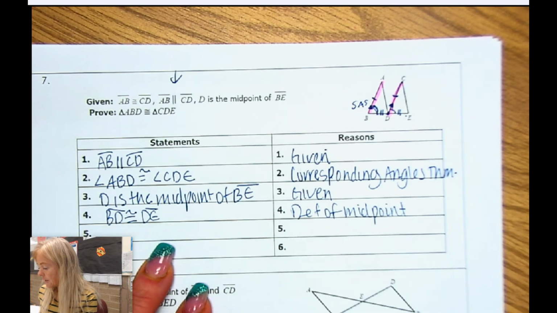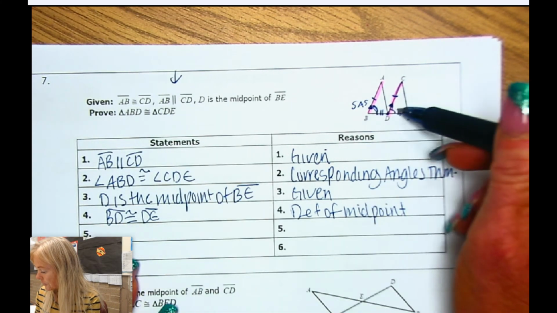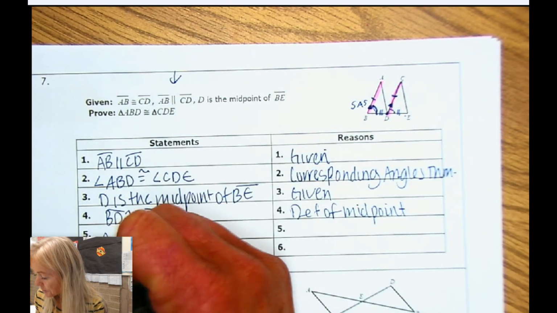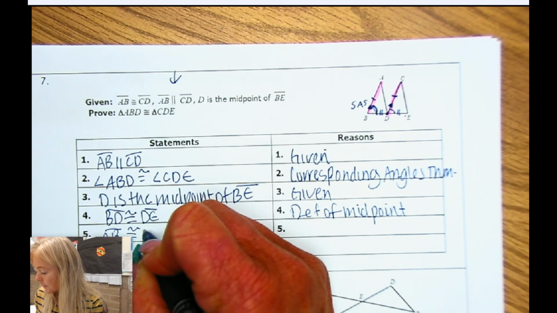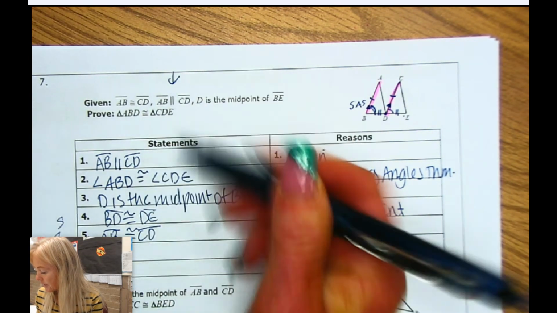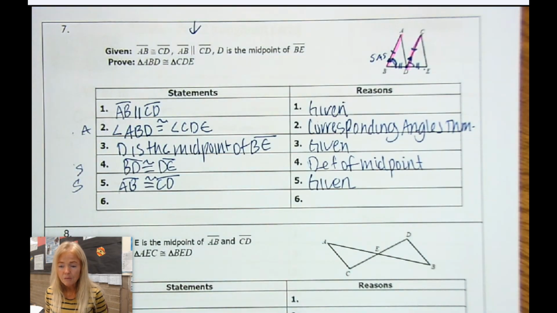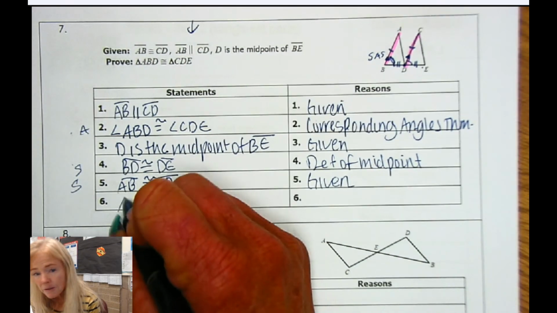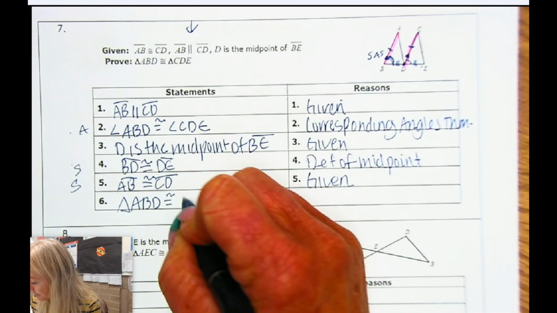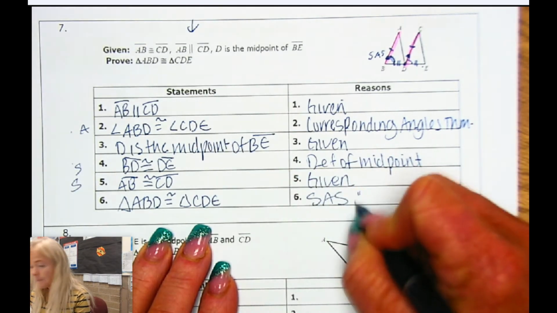All right. So that gives us the two angles are congruent, the two sides are congruent. Now we need to just state that AB is congruent to CD, which is given, which is nice. And we have a side and an angle. So we have everything set up that we needed to prove. So therefore, triangle ABD is indeed congruent to triangle CDE by side, angle, side.